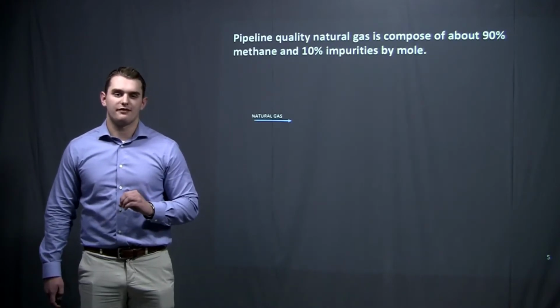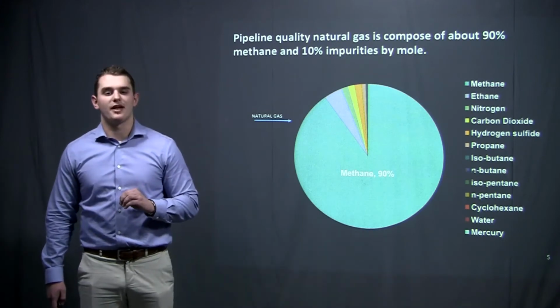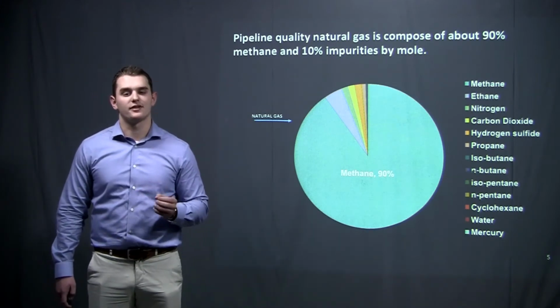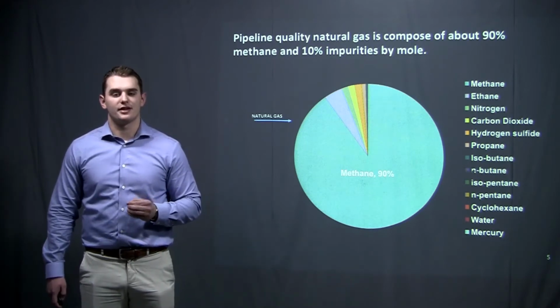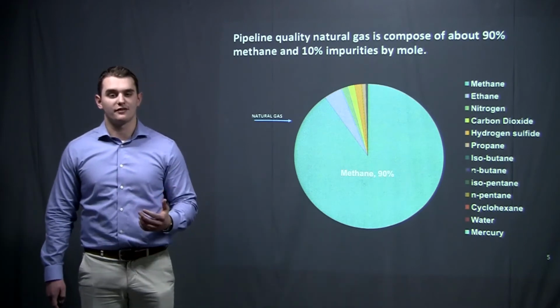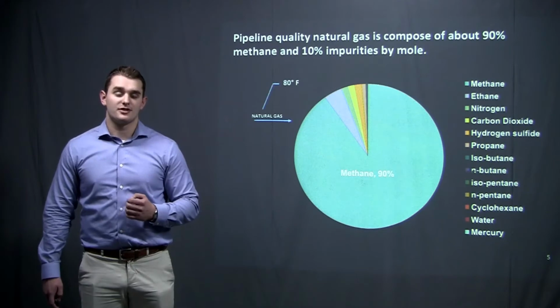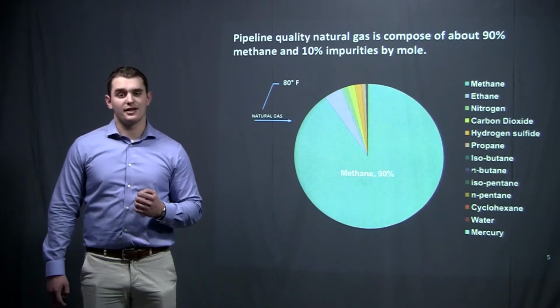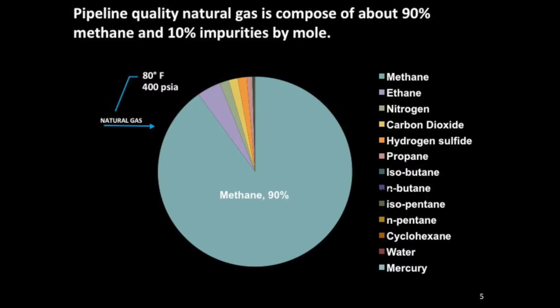So let's take a closer look at that feed stream and what it looks like. If we break it down, it's about 90% methane, which is our raw material that we need to convert into methanol. But additionally, there are 10% impurities, and there's a variety of impurities, which will need to be removed throughout the separation and purification processes. The feed stream is coming in at about 80 degrees Fahrenheit, which is just slightly above ambient temperature, and 400 psi, so it's pressurized and has flow.